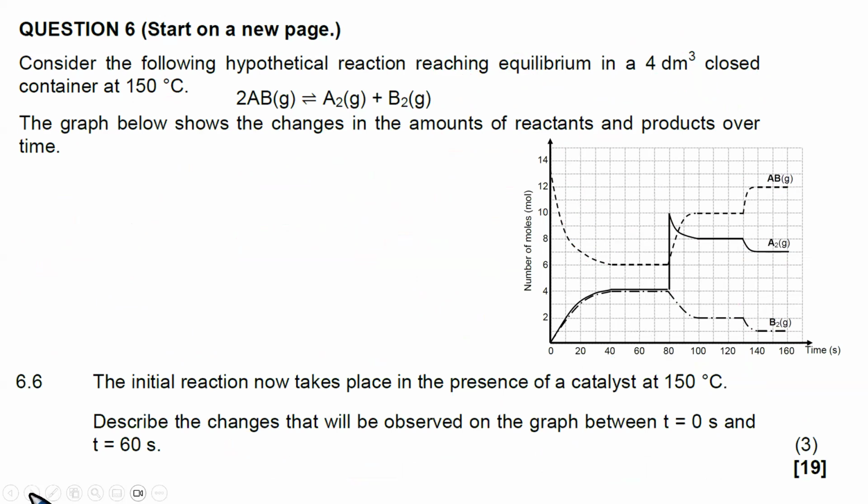Now let's look quickly, we're finishing. I know time is against us. I just want to make one last comment here. This is the very last question. The initial reaction now takes place in the presence of a catalyst at 150 degrees Celsius. Describe the changes that will be observed on the graph between t equals 0 and t equals 60.